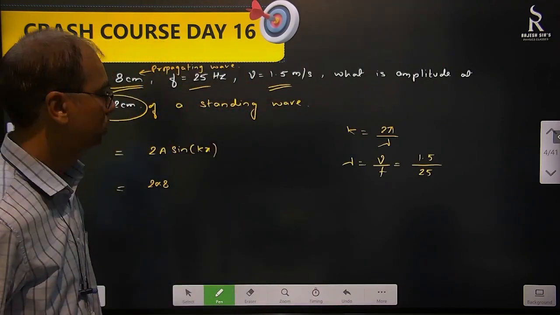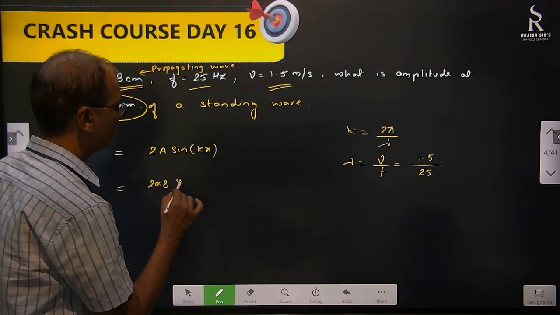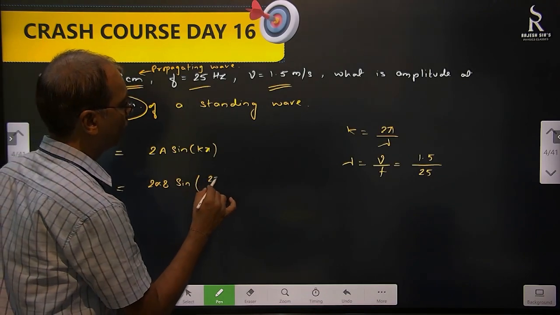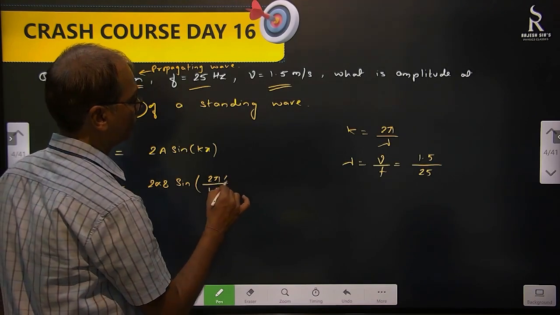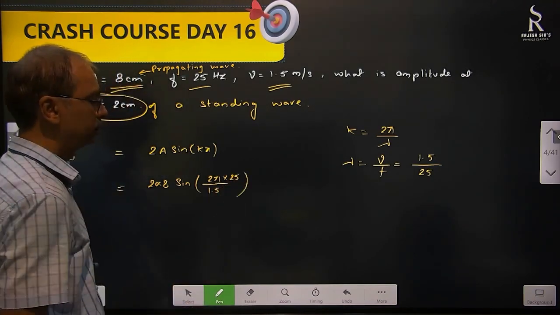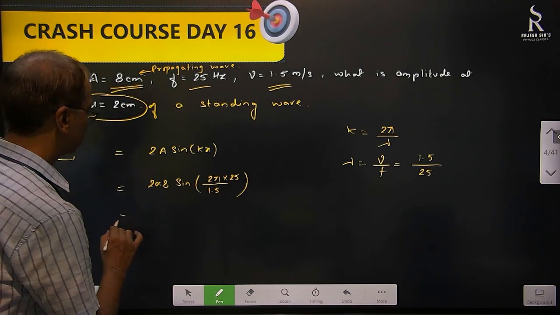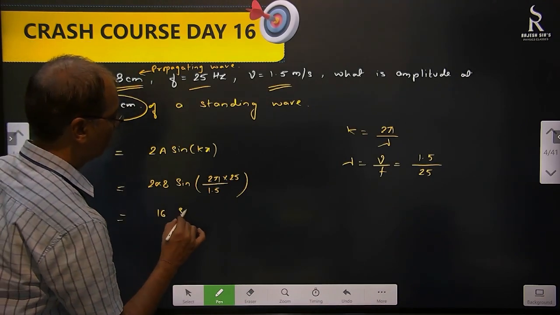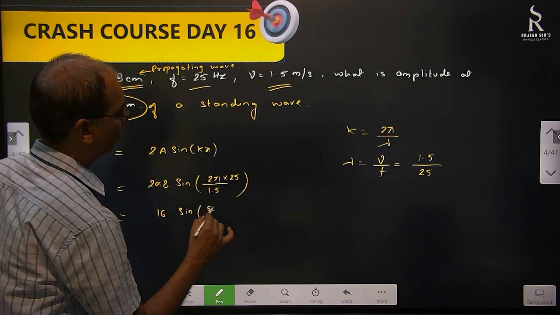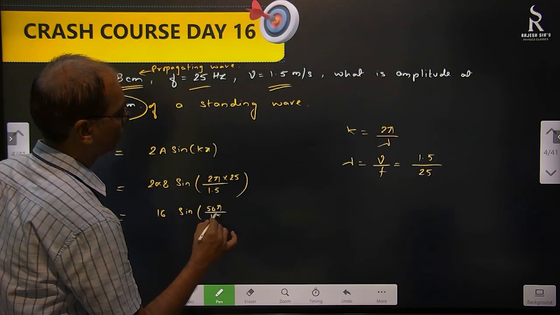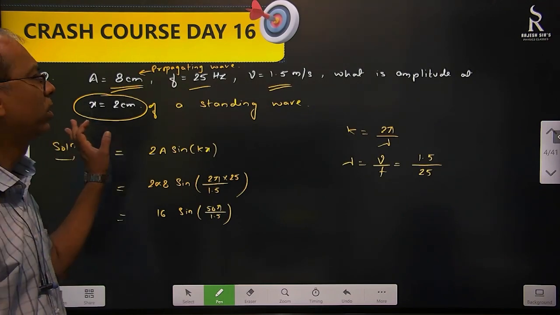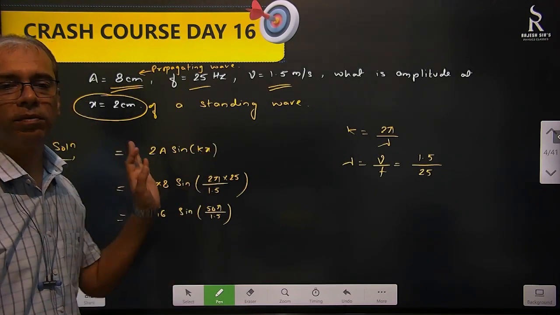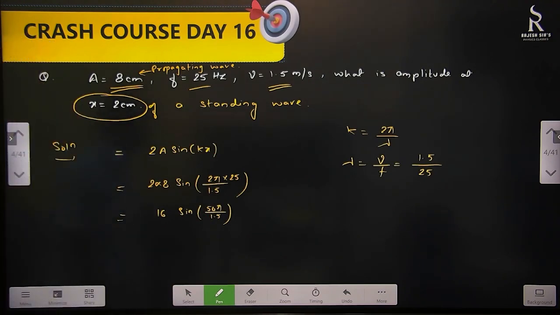And this is lambda, so that we will place. So 2 into 8 into sine 2 pi by lambda. Lambda is 1.5 into here 25. So it comes out to be 16 sine 50 pi by 1.5. That's all. That's the answer. Okay. So we can find out the amplitude at any point provided we have the basic information about a standing wave. Okay. Fine then. What else?